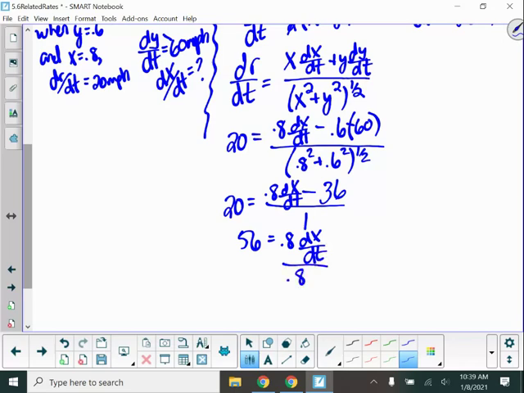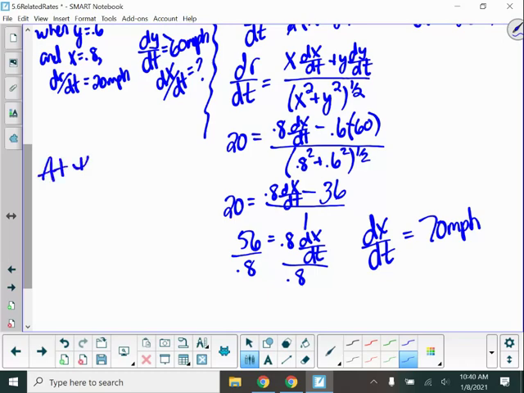And then divide both sides by 0.8. So 56 divided by 0.8 is going to give you your 70 miles per hour.